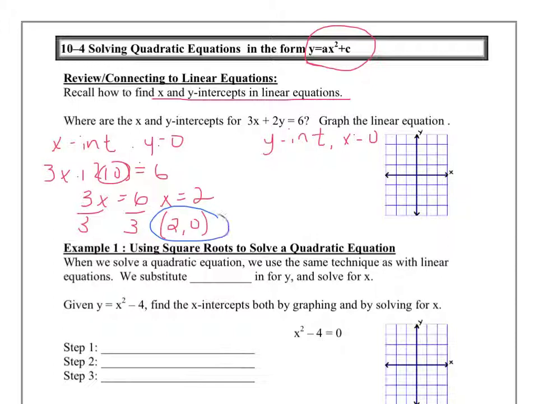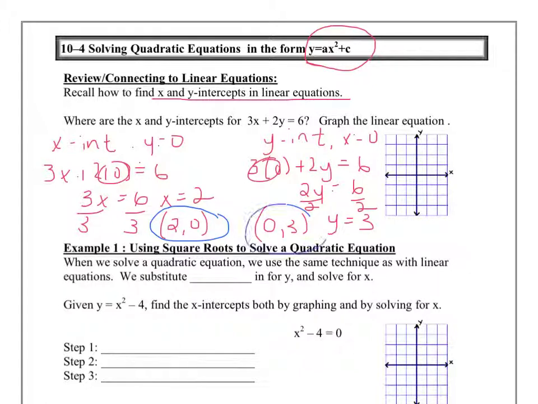Okay, so I have my x-intercept, and then for my y-intercept, I'm going to put x equal to 0. This becomes 0, and 2y is equal to 6. Divide by 2, so y is equal to 3 here. So x was 0, and y was 3. Now we have both of our intercepts, and I can graph them: 2, 0, which is right here, and 0, 3, and we would connect them to make the linear equation. Just a little bit of review because that's what we're going to be talking about with quadratics.